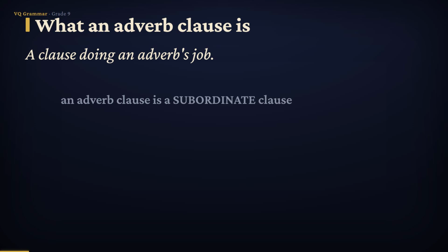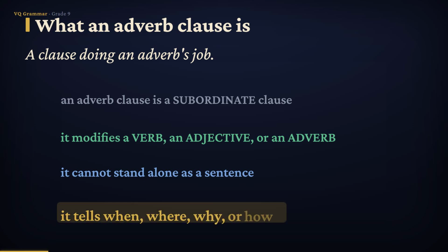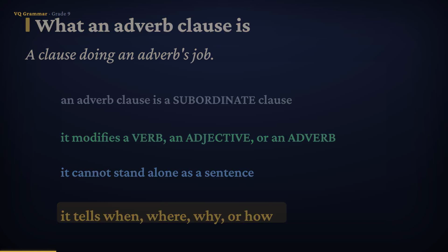Let's meet a new kind of clause. An adverb clause is a subordinate clause with a special job. It modifies a verb, an adjective, or an adverb, just the way a single adverb would. Now, because it's subordinate, it can't stand on its own as a complete sentence. It leans on the rest of the sentence to make sense. And like an adverb, it adds information, telling us when, where, why, or how something happens. So it's really a whole clause doing the work of one small adverb.